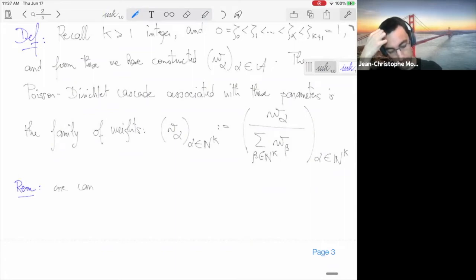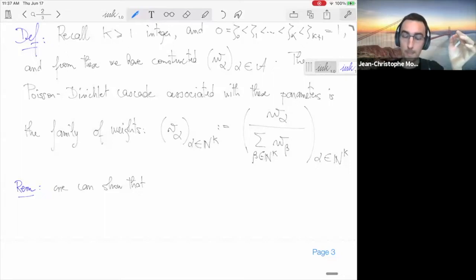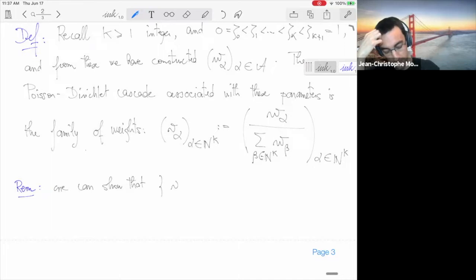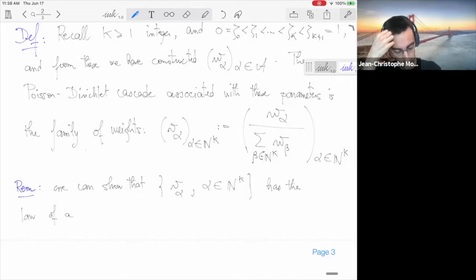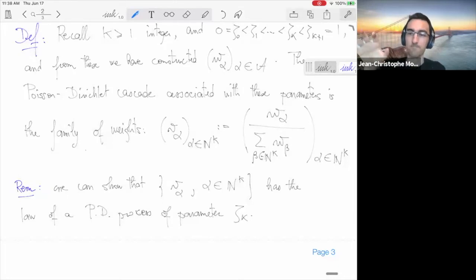So one can show that the law of this vector as a point process, so let's say V alpha in NK, has the law of a Poisson-Dirichlet process of parameters zeta k. And in fact, it's not very difficult to show, because at the last layer we just have lots of independent processes with parameters zeta k, which are multiplied by some weights. And it's not difficult to show that for any frozen configuration, whatever the coefficients are doing above, this will result in a Poisson-Dirichlet process with parameters zeta k.